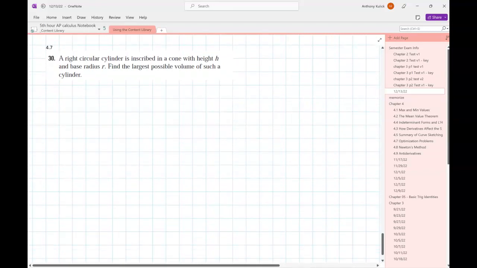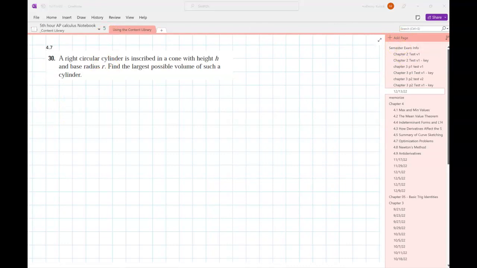It says that a right circular cylinder is inscribed in a cone with a height h and a base radius r. Find the largest possible volume of such a cylinder. You guys want to start trying to do this and then we'll go through it together? Get something out, scrap paper, notebook, folder, tablet, whatever you want to write on. Just try to work through this. We'll go for 10 or so minutes and then I'll see if we're stuck or if we want to pause and see a little bit of it.